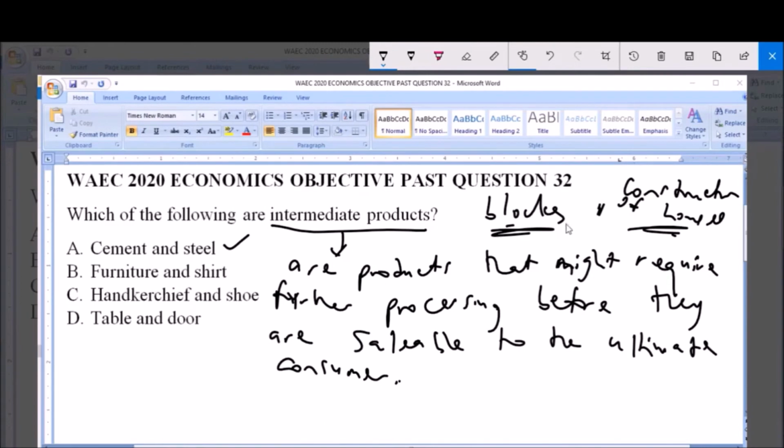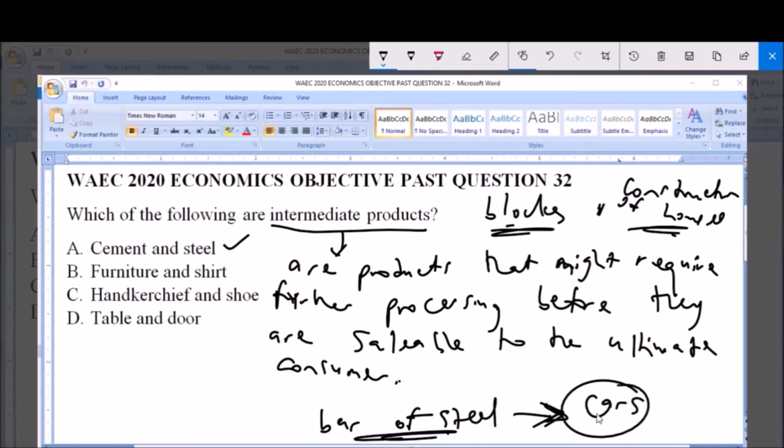Likewise, steel, a normal bar of steel may not be useful to every other consumer, but once it is processed into, let's say, forms that may be useful to man, let's say used in the construction of cars, so that car now is saleable to an ultimate consumer. So option A, cement and steel, is the correct answer to this question, as cement and steel are intermediate products.